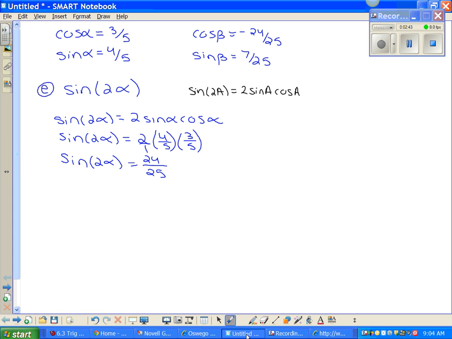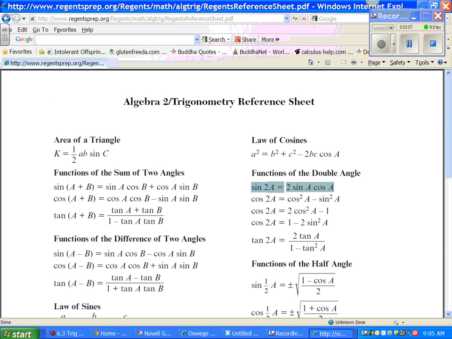Okay, so again, just substitution, right? Make sure you have this reference sheet next to you every day. You ready to try the next one? Okay, so the next one wants us to find cosine of 2 beta. Now, we know cosine and sine for beta. So when I take a peek at this reference sheet, does it matter which one of those 3 I use? No, I can use any of them because I know both cosine and sine.